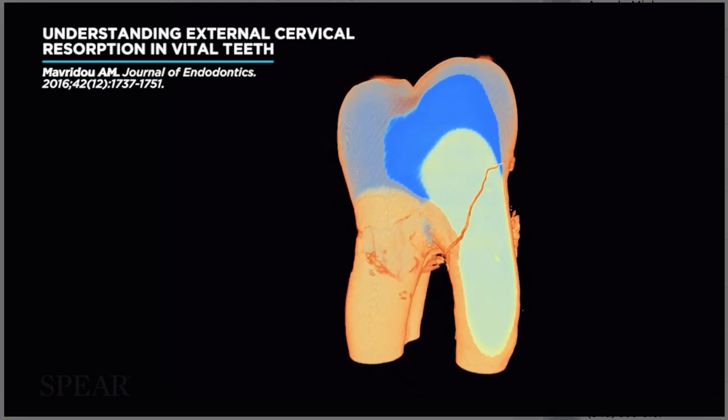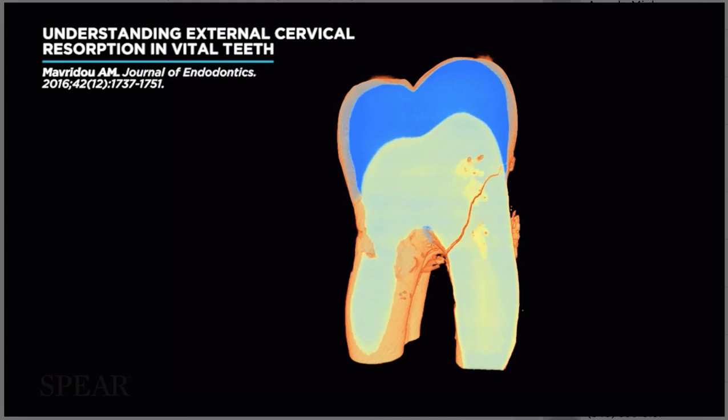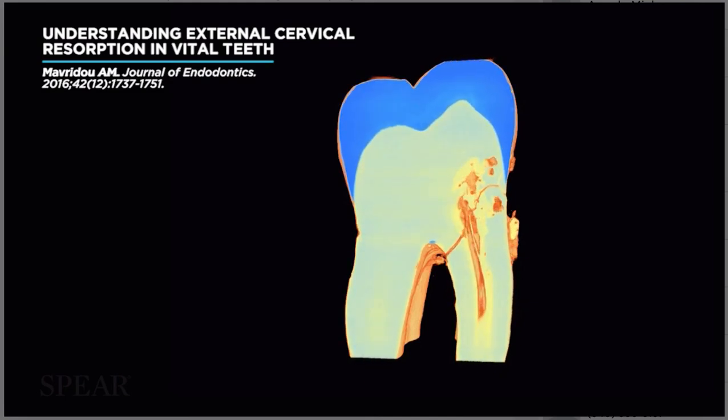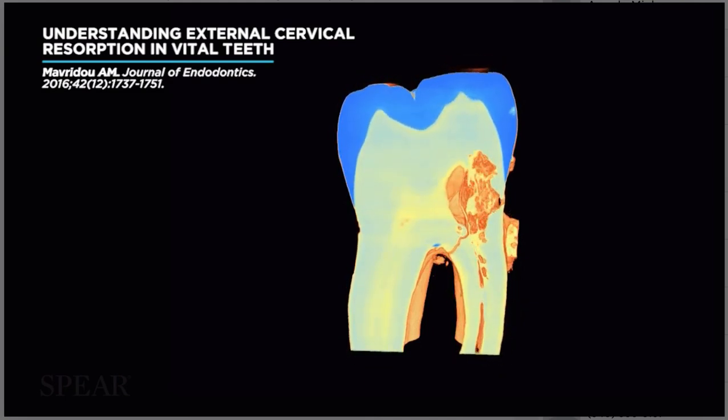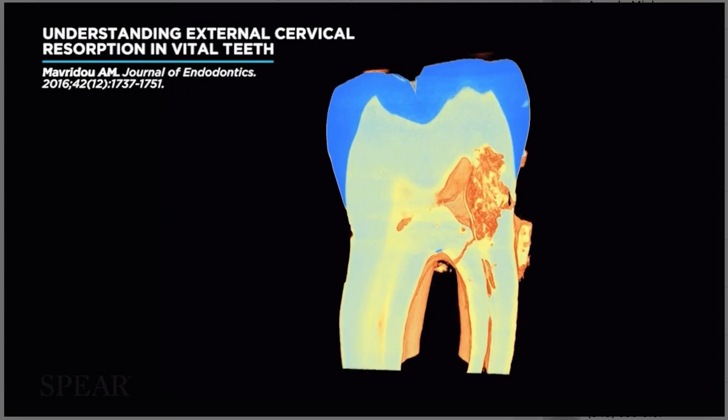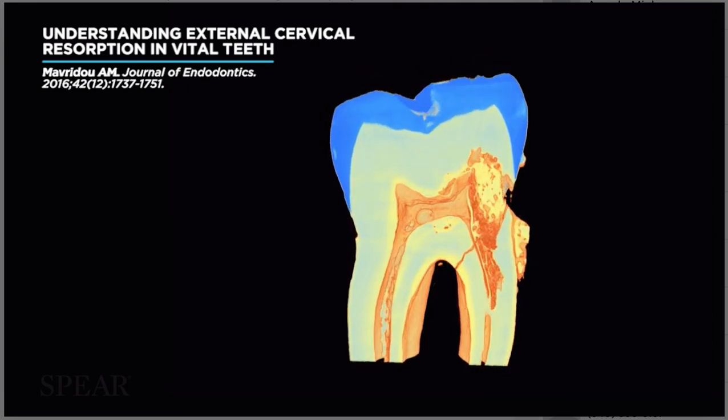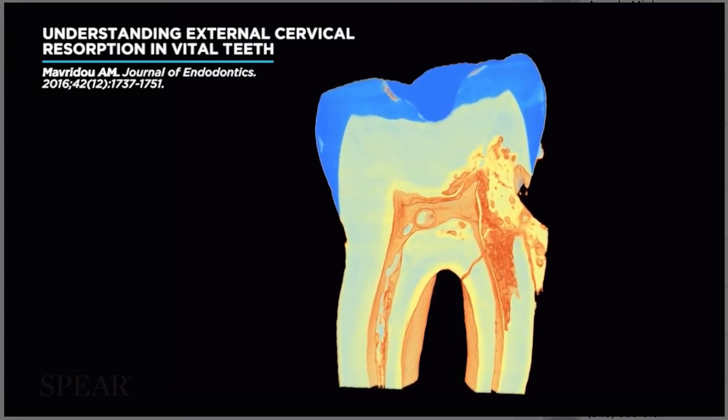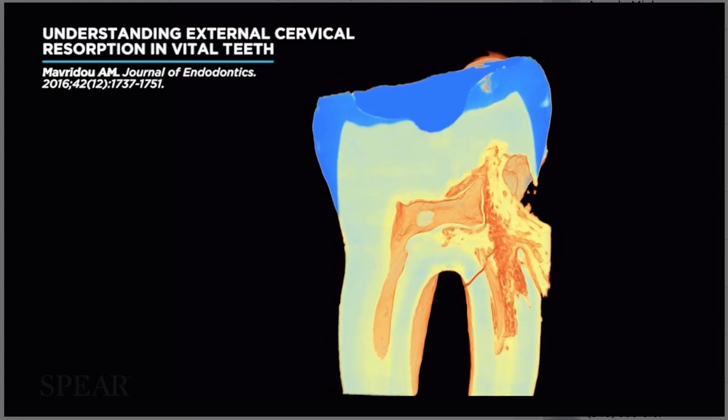But what you'll also be able to notice is that there's some kind of a hard tissue that's also growing into where that resorption is. That's the repair phase. It's where bone is actually grown into where that resorption is, and that's a good thing because it keeps the tooth around a whole lot longer.